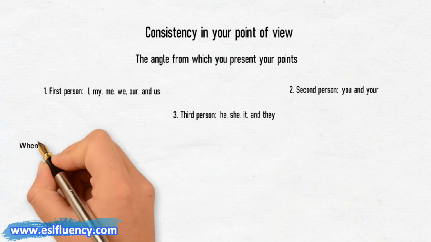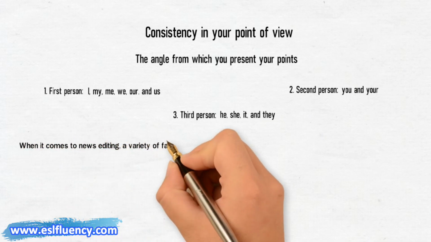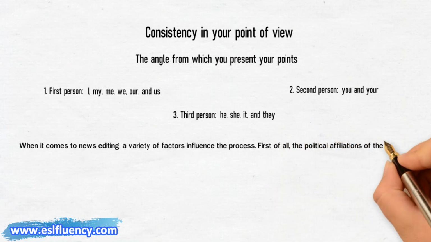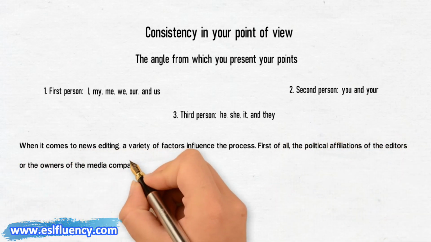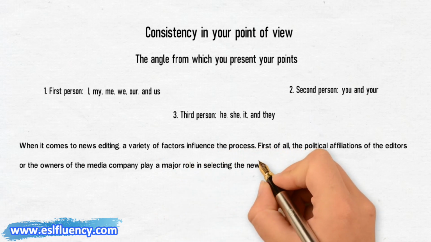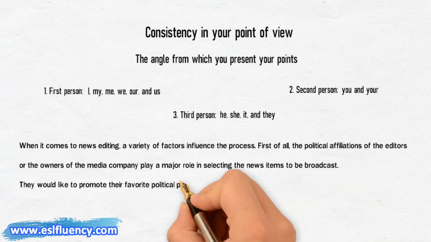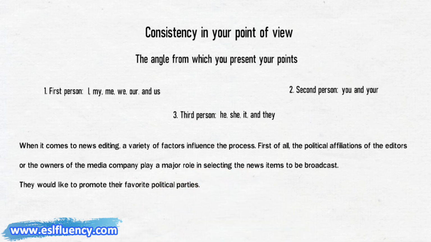Here is the example. When it comes to news editing, a variety of factors influence the process. First of all, the political affiliation of the editors or the owners of the media company play a major role in selecting the news items to be broadcast. They would like to promote their favorite political parties.